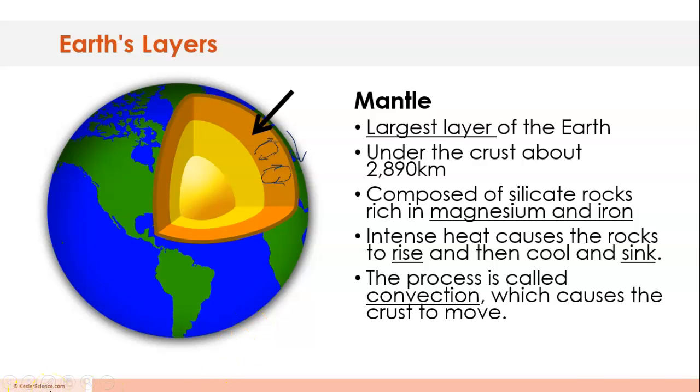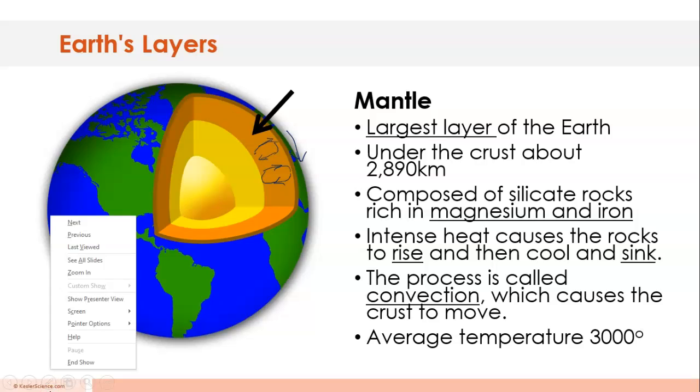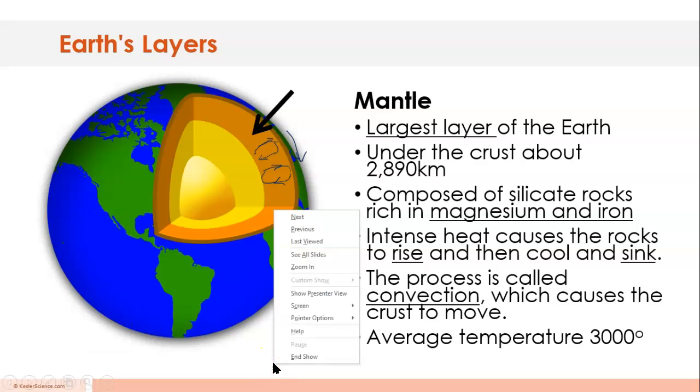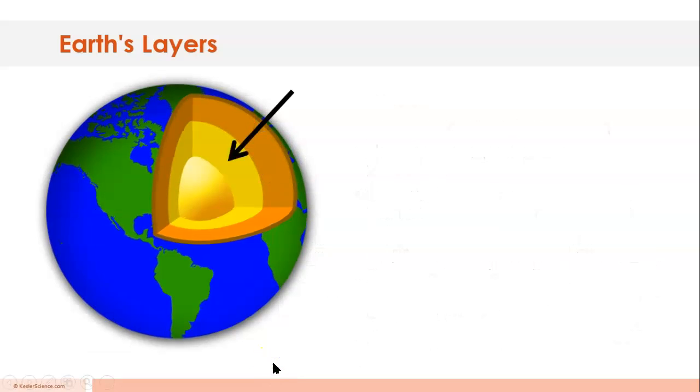All right. The average temperature of the mantle is about 3,000 degrees. All right, that is really, really hot. So again, it's cooler near the crust. It's hotter down near the outer core, but on average, it's around 3,000 degrees. All right, well, let's get our button to work here.